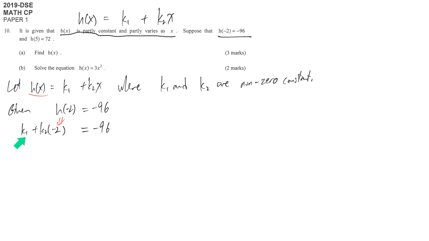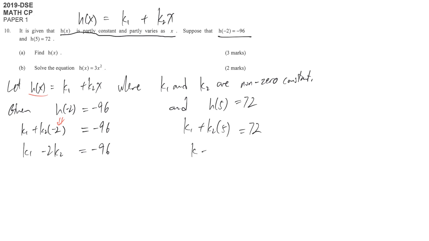Of course, to solve two unknowns, you expect another equation. So at the same time, we also know that h(5) is equal to 72. So by the definition, this is k1 plus k2 times 5. And then we tidy up a little bit. k1 minus 2k2 is equal to -96. That means it is a simultaneous equation.